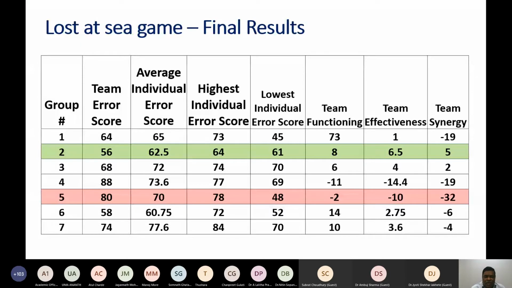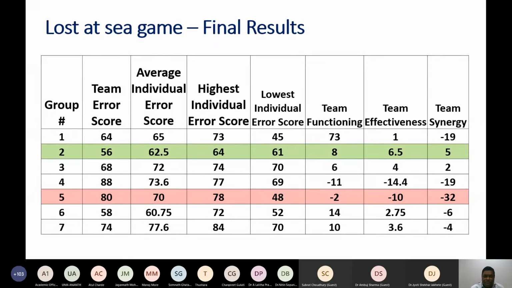How? 62.5 is the average individual error score, whereas the team error score has gone below 62.5, right? So that is the catch here, which means before joining the team, no one was sure, but after joining the group, after discussing the issue in the team, they could take a better quality decision. That's what synergy is all about, right?